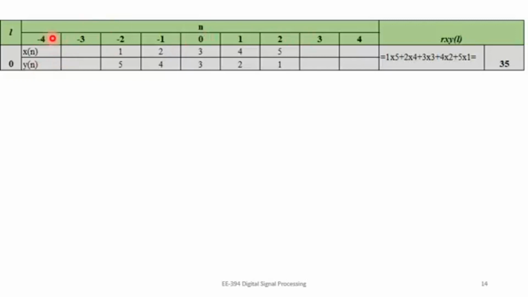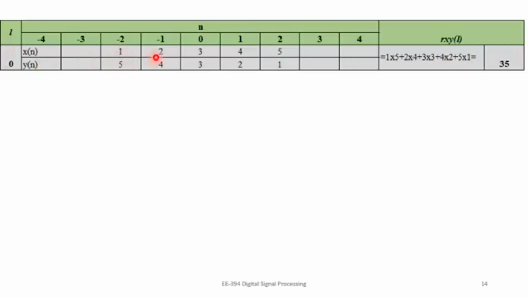This is the index n, starting from -4 going to +4. You can go a couple of samples back as well, and then we write the values 1 2 3 4 5 and 5 4 3 2 1. And because in the formula we have to shift y[n] by l, so it is essentially y[n minus l], but for the first example we take l equals 0, and then we multiply both of the streams.